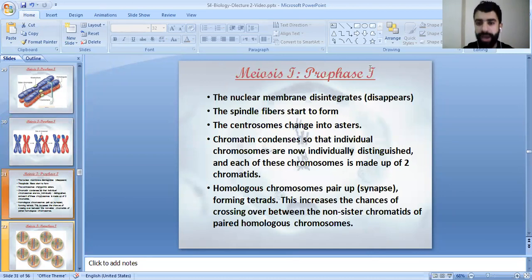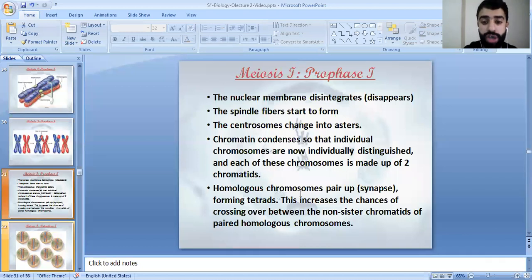So prophase I, and pay attention, for meiosis I you have to write the I in Roman numeral. You are not allowed to write it as the number 1. The nuclear membrane disappears, the spindle fibers start to form, the centrosomes change into asters, and the chromatin condenses so that the individual chromosomes are each formed of 2 chromatids. So you see here, these 4 points are the same as mitosis. Here we have the difference.